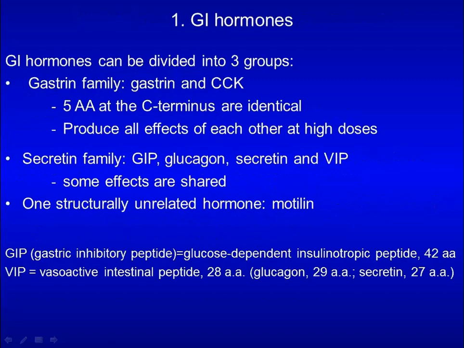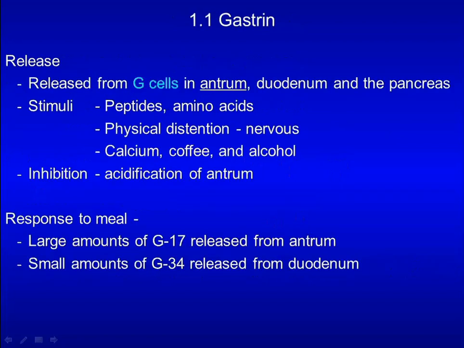Now, let's look at the GI hormones first. GI hormones can be divided into three groups. First is the gastrin family. It includes gastrin and CCK. Second is the secretin family. It includes GIP, glucagon, secretin, and VIP. Third is a structure-unrelated hormone, motilin. Now, let's look at gastrin first.